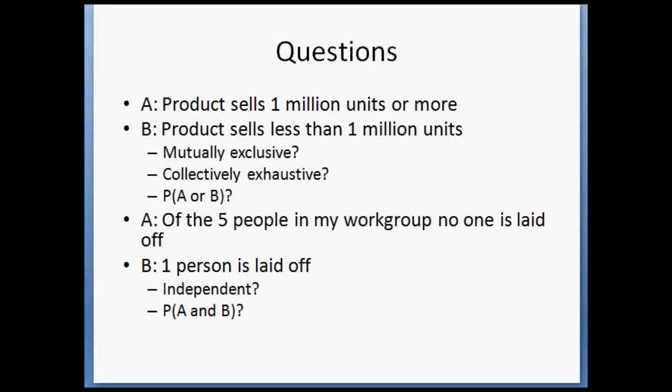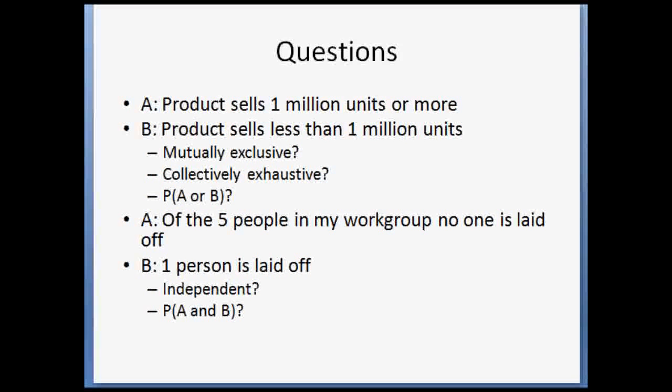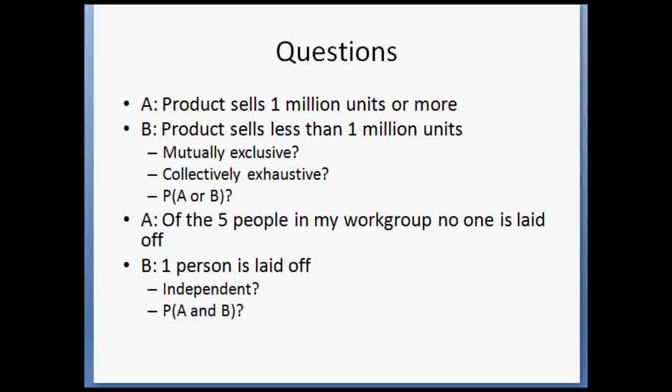Okay, so let's think real quick about some sets of events. So if I have a set of two things, A, a product sells 1 million units or more, and B, a product sells less than 1 million units, is this mutually exclusive and collectively exhaustive? So at most, can one happen? Correct. These cannot both happen, so at most one can happen. Is it collectively exhaustive? Does at least one of those have to happen? Yes. One or the other is going to happen. So it's collectively exhaustive as well.